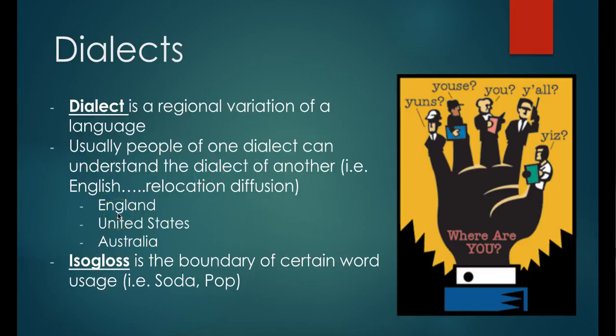England does not speak the same English as the United States, which also does not speak the same kind of English as Australia. So relocation and diffusion has allowed us to spread English, okay, but now you're going to have different people moving into these different areas, and they're going to be a little more isolated from each other, or they're going to be coming from different parts of England, and that's going to explain the different concepts of dialects.